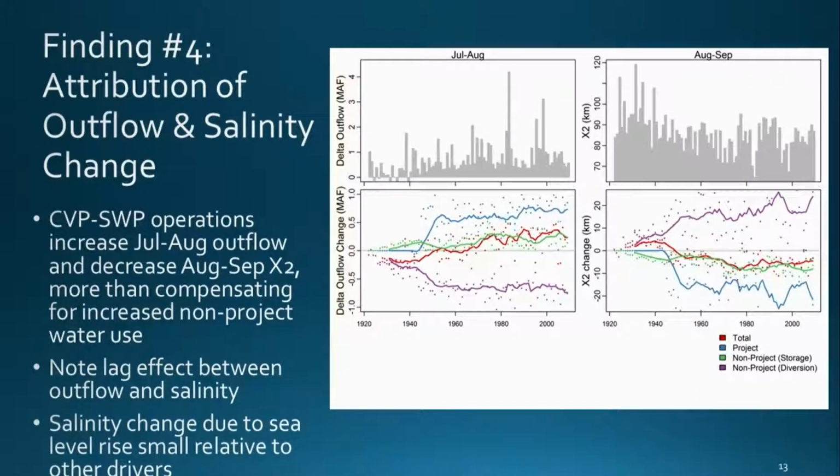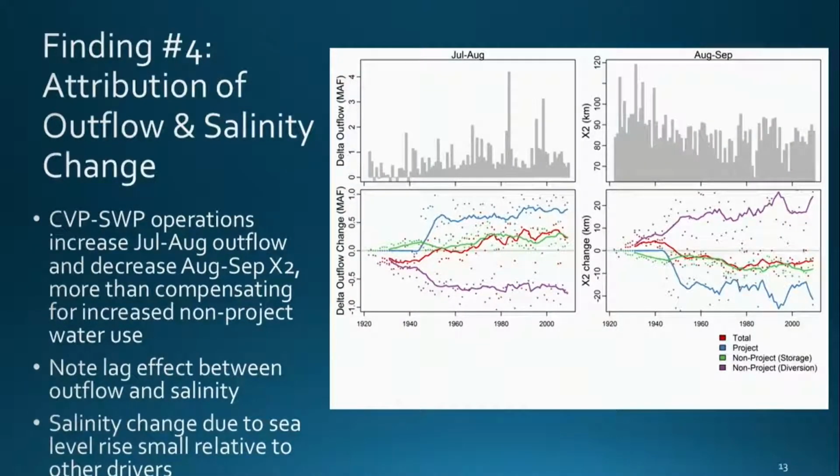In orientation, right now we're talking about summer, early fall. On the top row, this is just the time series of outflow and X2. And then down here is the change attribution based on these scenarios. And here's the legend. The red lines are the total change based on the 1920 level. The blue line is the projects, that's the CVP and SWP. You've got non-project storage in green, non-project diversions in purple.